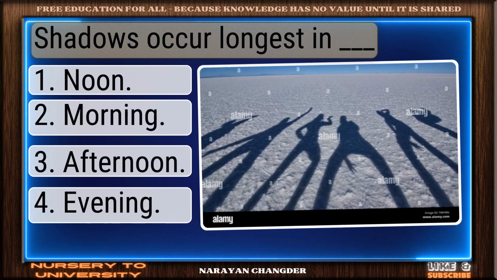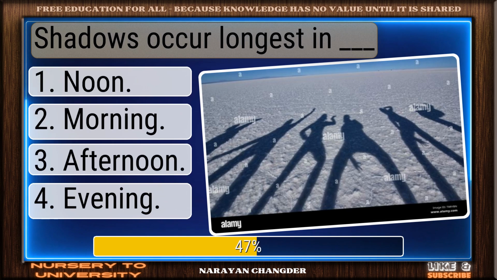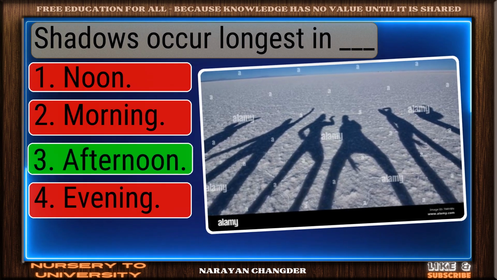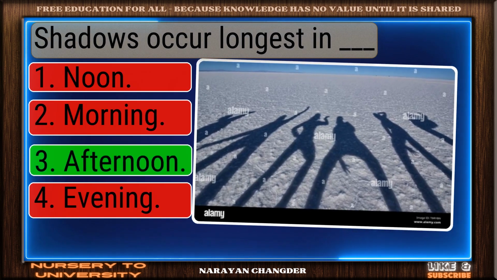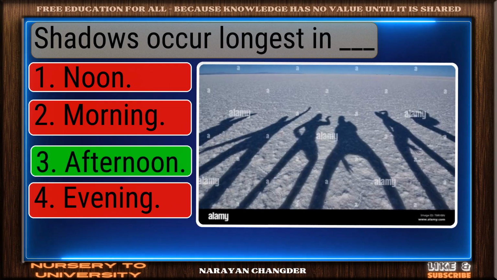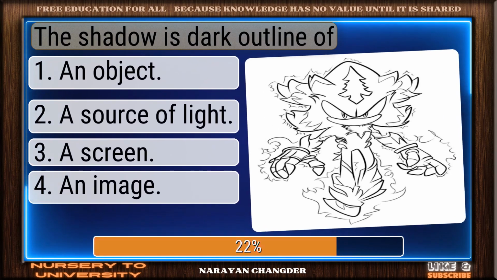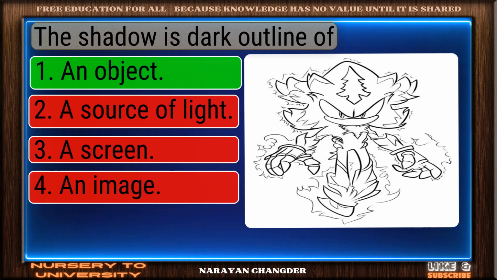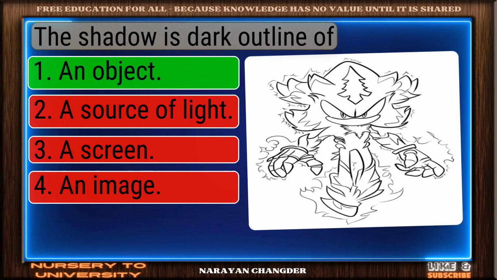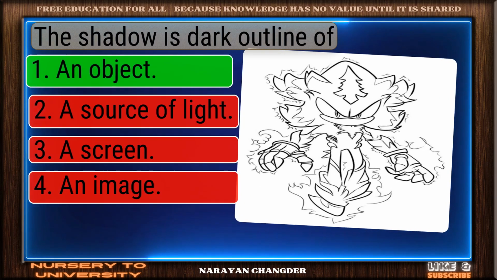Shadows occur longest in dash. Nice selection. Afternoon is the correct and valid answer. The shadow is dark outline of. Well reasoned. An object is the correct choice.